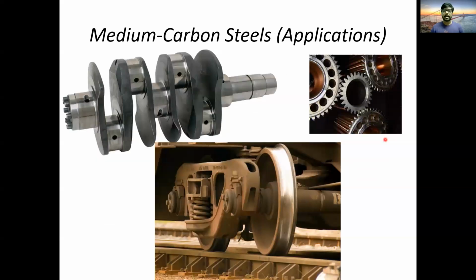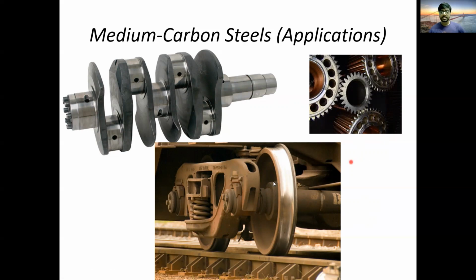So these are some examples of medium carbon steels which are practically used. Here you can see some gears. Gears are the heart of any machinery. We have to transfer motion from one shaft to another shaft, so we have to use some gears. So these gears are fabricated using these medium carbon steels.